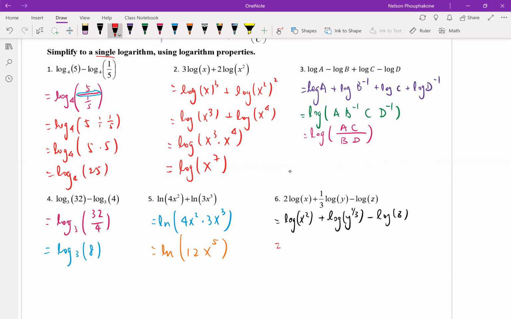Then again, if we have addition and subtraction, basically we have a quotient or a product, right? Then now what we could do here is put x squared y to the 1/3 and then over z. That's it.